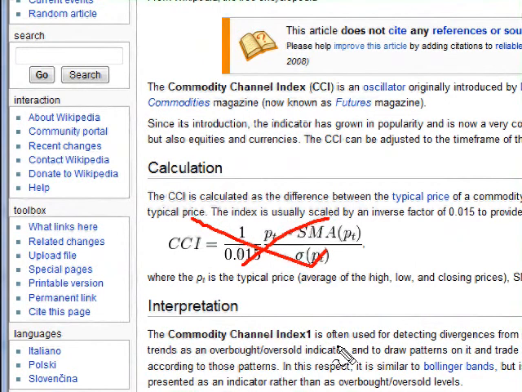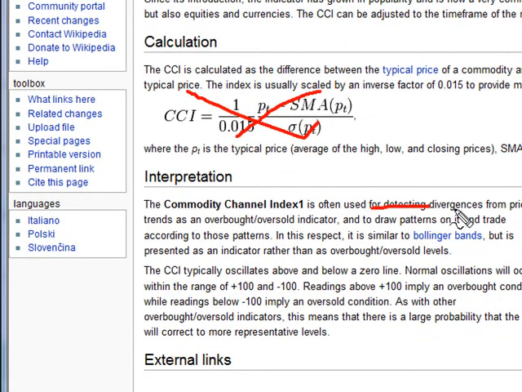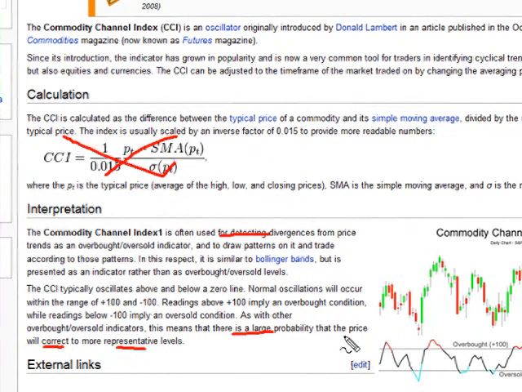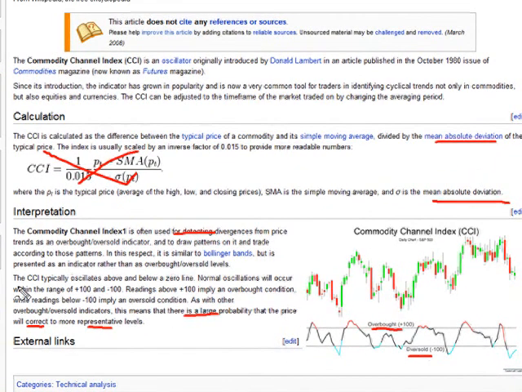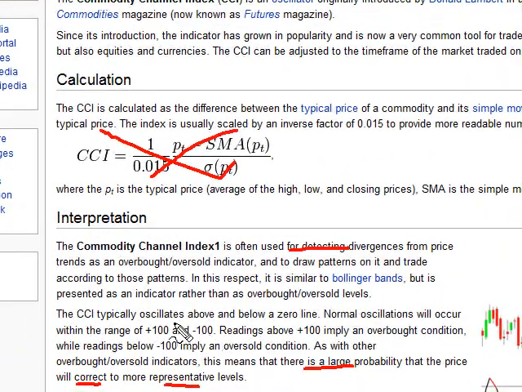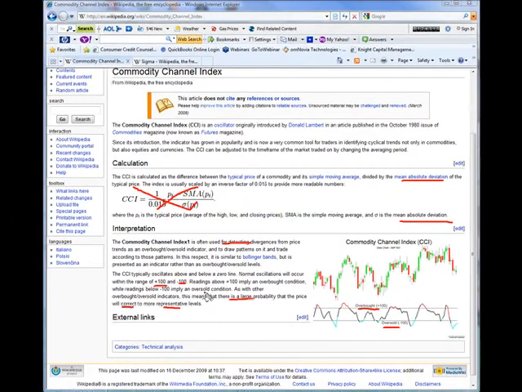We're just going to take it for granted that it works. The CCI is often used for detecting divergences. We talked about that before. And one of the things I want to point out that we use differently, but so you understand the definition, is the large probability that a price will correct to more representative levels. The important areas are the overbought area, which you see as the red lines through here, and the oversold areas represented by the blue lines below. The CCI typically oscillates above and below a zero line. Normal oscillations will occur between plus 100 and minus 100, and readings above plus 100 are overbought and below minus 100 are oversold.